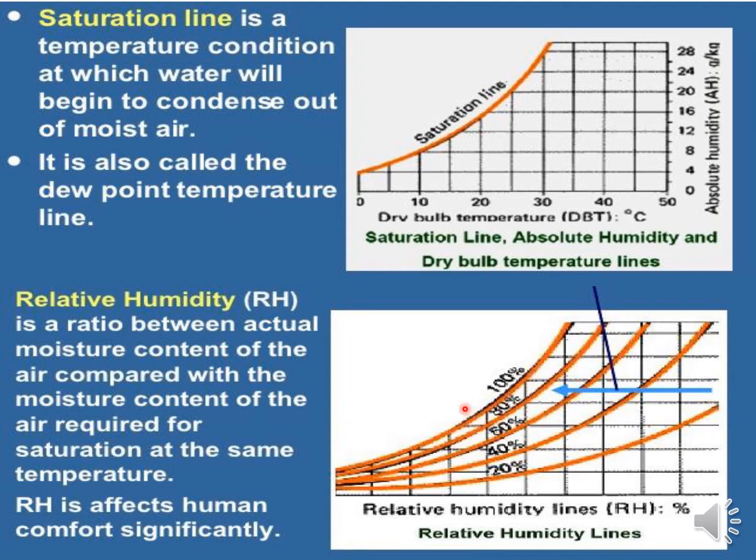After this what will form? Water only it has to form. So it is a ratio between the actual moisture content in the air compared with the moisture required for saturation at the same temperature. RH affects human comfort significantly.